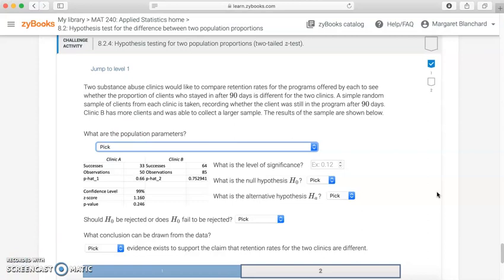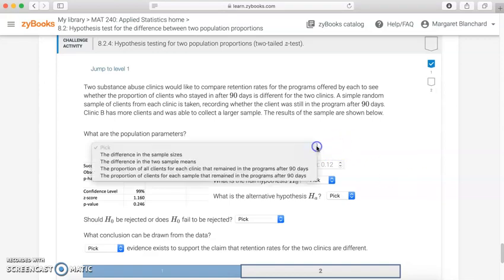Two substance abuse clinics would like to compare retention rates for the programs offered by each to see whether the proportion of clients who stayed in after 90 days is different for the two clinics. A simple random sample of clients from each clinic is taken, recording whether the client was still in the program after 90 days. Clinic B has more clients and was able to collect a larger sample. The results of the sample are shown below. What are the population parameters?